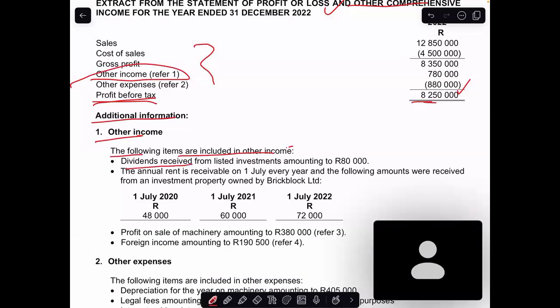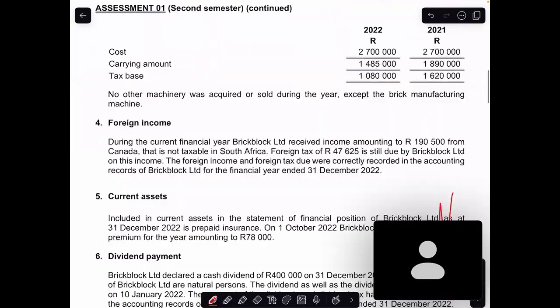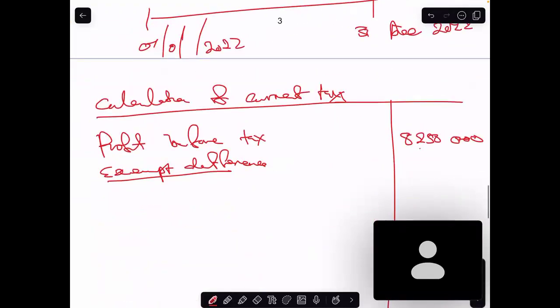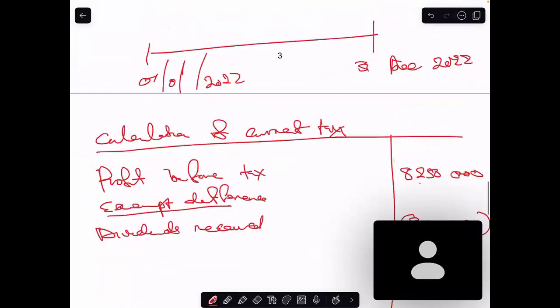Dividends received from listed investment amounting to 80,000. So these dividends are here, and they are exempt income. Go there, write dividends received, 80,000. You are taking them out. They are not taxable. Remember, these are dividends paid to a company. Local dividends are exempt. That's the rule in tax.